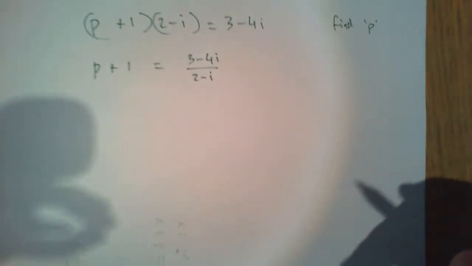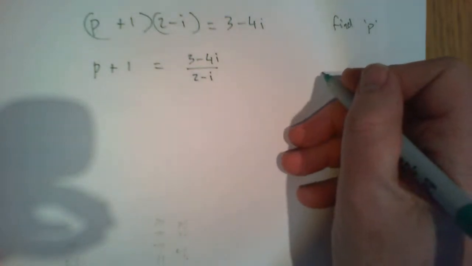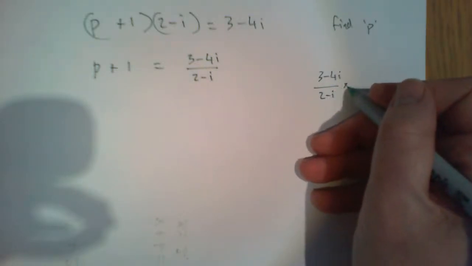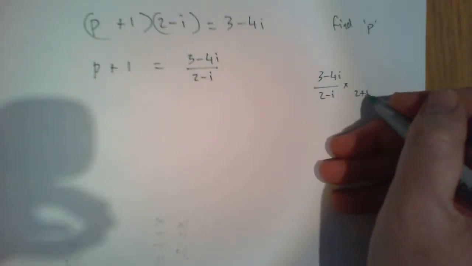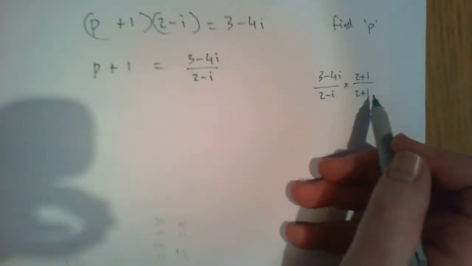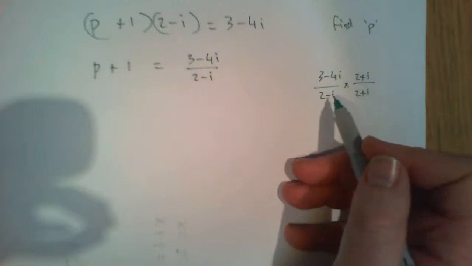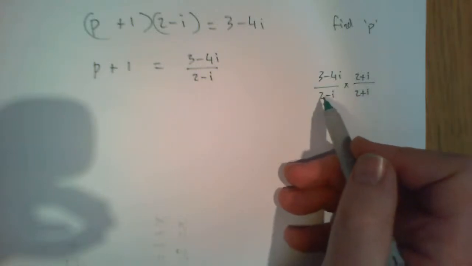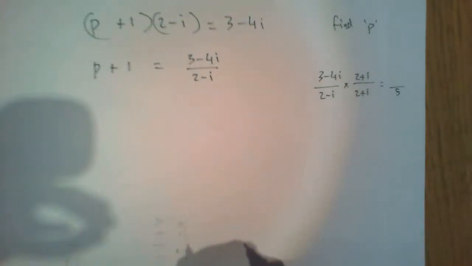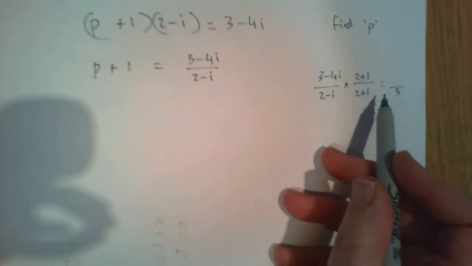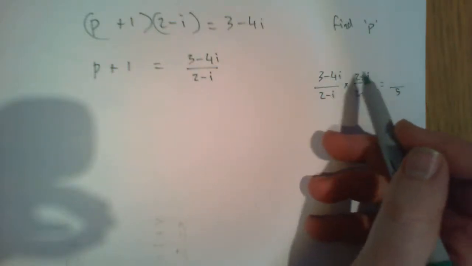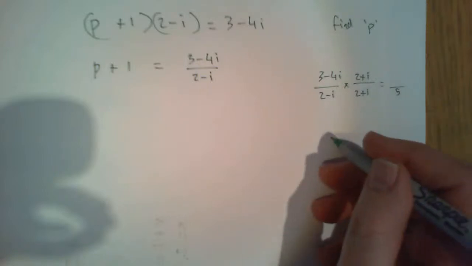So how do we divide it? Well, let's do it out here. 3 minus 4i over 2 minus i. And remember, we multiply top and bottom by the conjugate of the bottom. Now, we have a little trick for this. Square both numbers and add them. 2 squared plus 1 squared is 5. And then we're just going to have to multiply this out. So let's use our little grid.